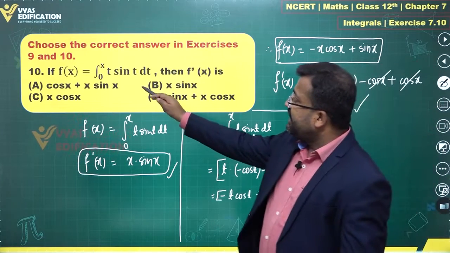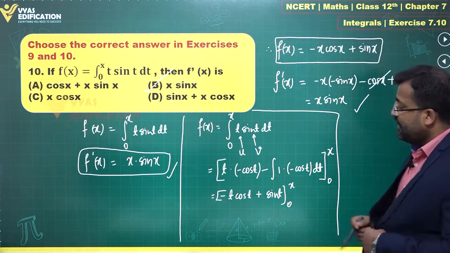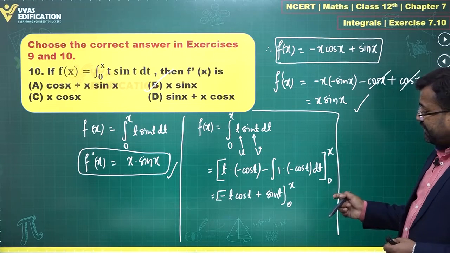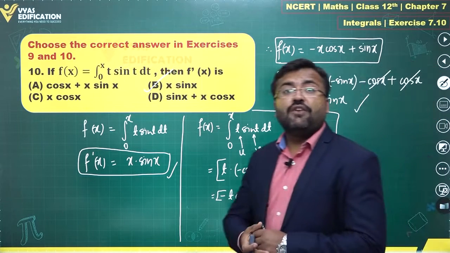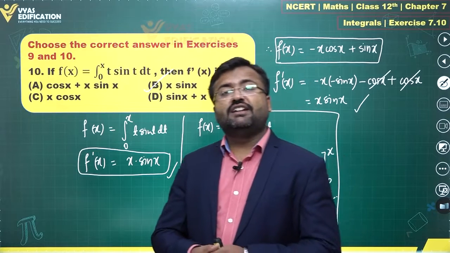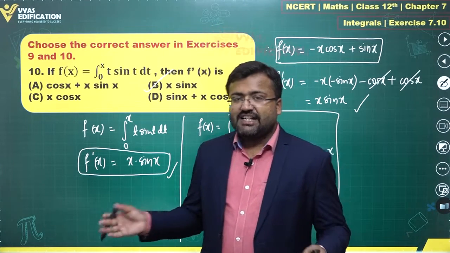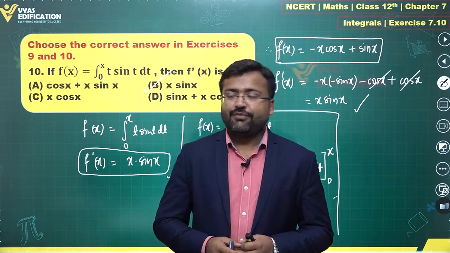So, that is the derivative, the correct answer being option B over here. That is a complete solution, as you can see. First we have found f(x), then we have differentiated it to get f prime x. That is the way to go about this particular question.